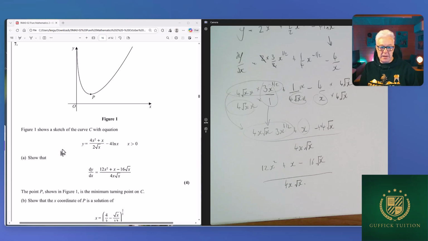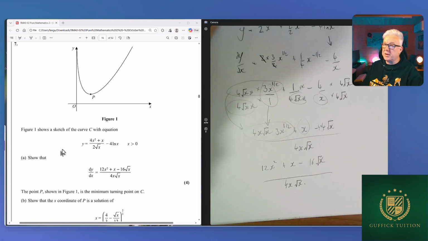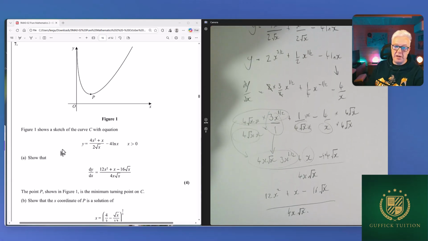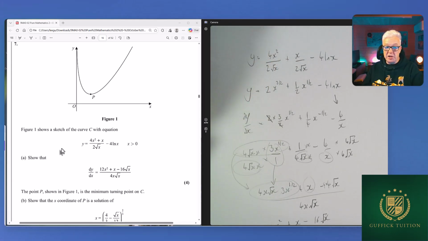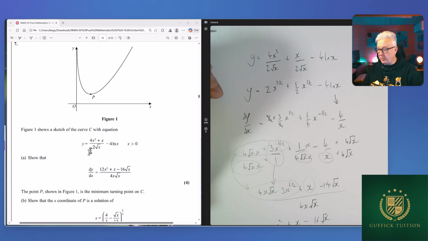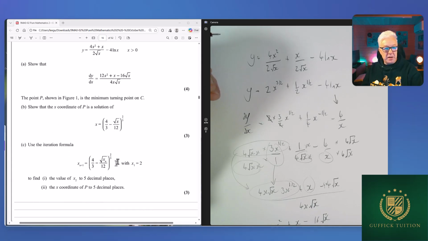And I think that that is the most straightforward approach, to break that down into two separate fractions like that. There's lots of ways you could do it. You could change it into a product and do it as a product, or you could do the quotient rule, but I think that algebraically splitting it turns into the most straightforward way of doing it. Now, it says the point P shown in figure 1 is the minimum turning point on C. Show that x is a coordinate.